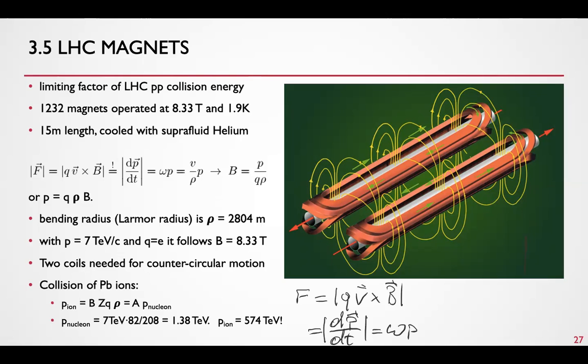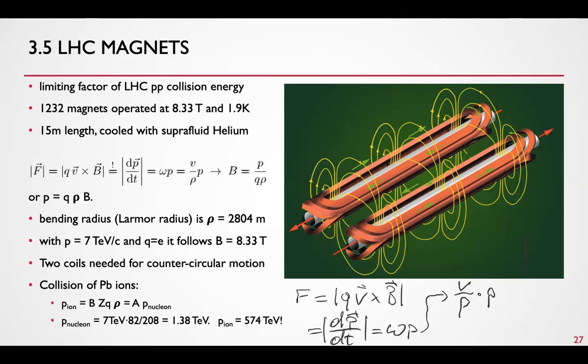Frequency times p means... wait, can I move this? No. Sorry, I have to continue here. Frequency is v divided by the radius. I write the radius... no, oh God. Wait, let me try. Yeah.